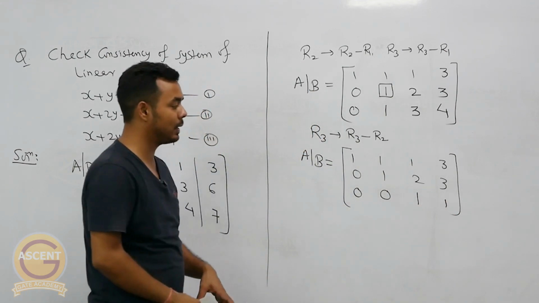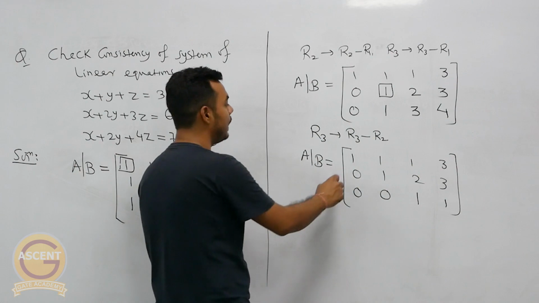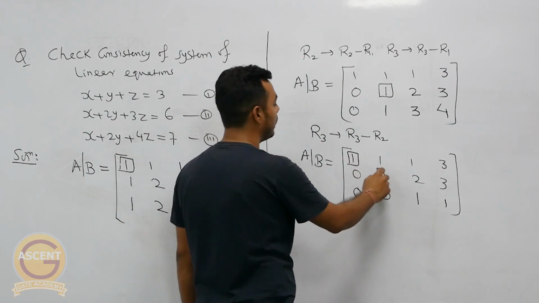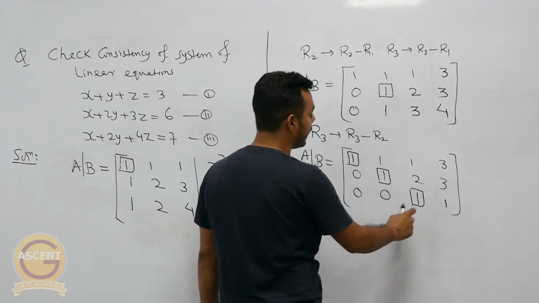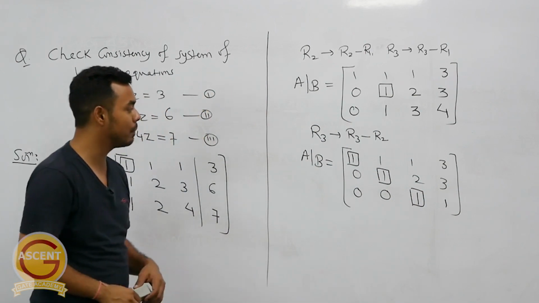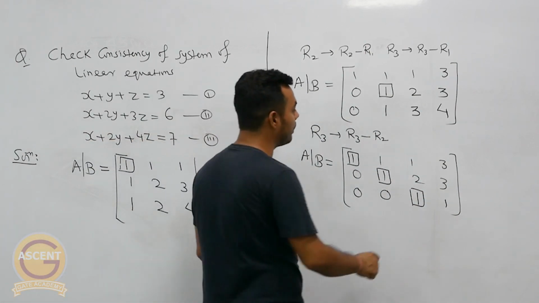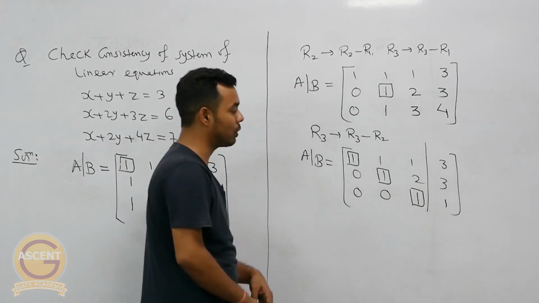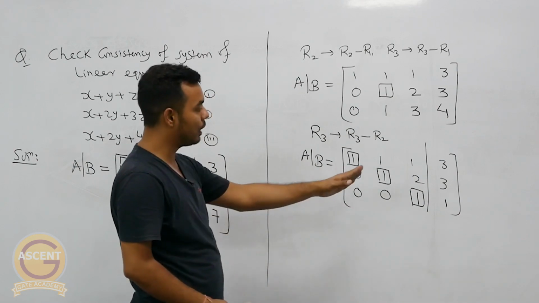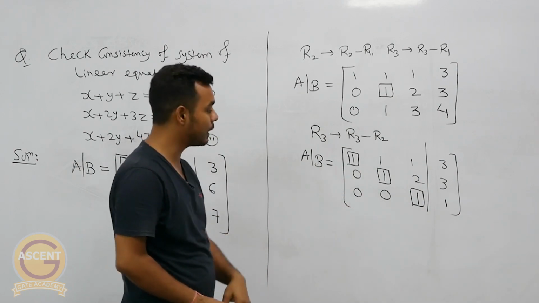So now this matrix is in echelon form. Each leading entry, these are the leading entries, so each leading entry is to the right side of the leading entry in the previous row. So this matrix is in echelon form. The first three columns are coefficient matrix A, and all these four columns are augmented matrix A by B.